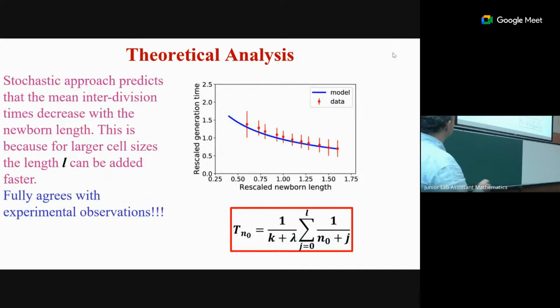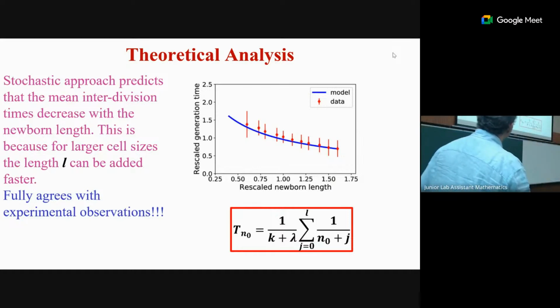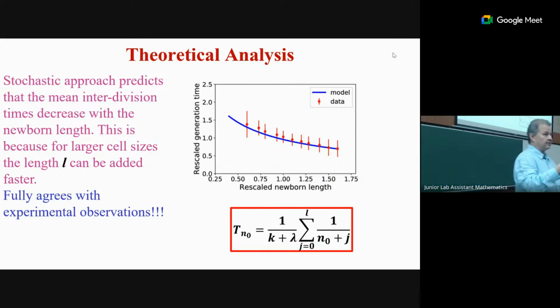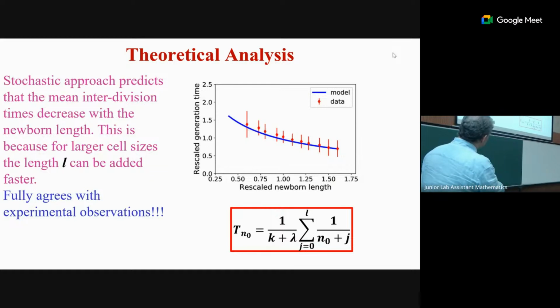But not only does it work well, that is not so important. It's good if your theory can explain experimental data, but more important is that it can provide a microscopic explanation. And this picture can provide a more microscopic picture. So what we see here is a rescaled generation time between divisions, rescaled in dimensionless units. And this is the rescaled newborn length. So it's the length of the cell size, the bacteria, after it was born. And there is a decrease.